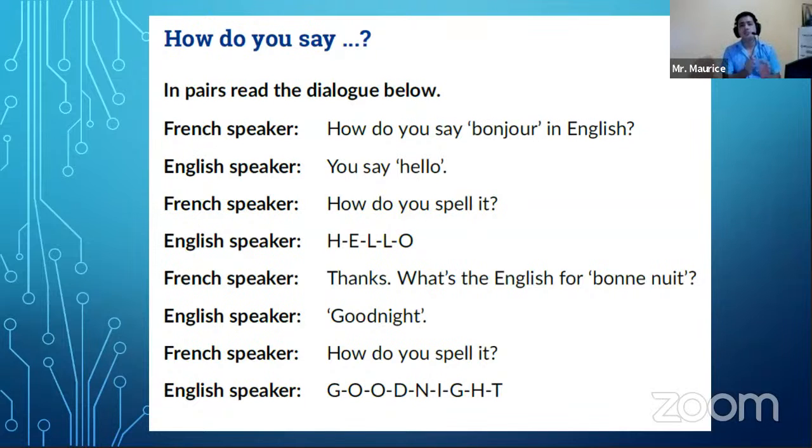French speaker, in the line number 1, how do you say? How do you say? Escriba por favor esa primera parte. How do you say? ¿Cómo dices? How do you say bonjour in English? ¿Cómo dices bonjour en inglés? How do you say bonjour in English?